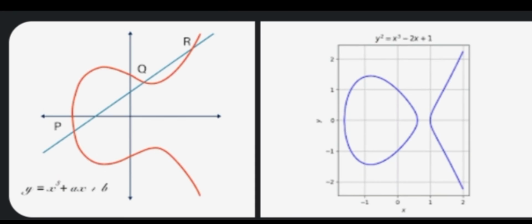The equation defined on an elliptic curve is y squared equals x cubed plus a x plus b, for constants A and B. Below is an example of such a curve. An elliptic curve over C is a compact complex manifold of the form C modulo L, where L is a lattice in the complex plane.